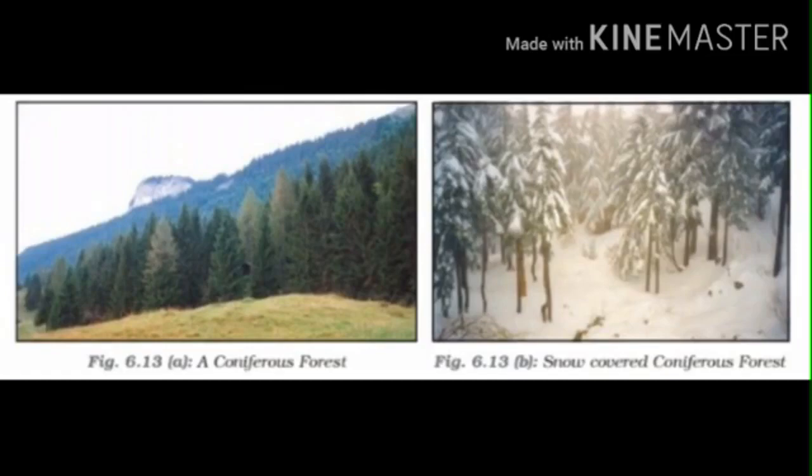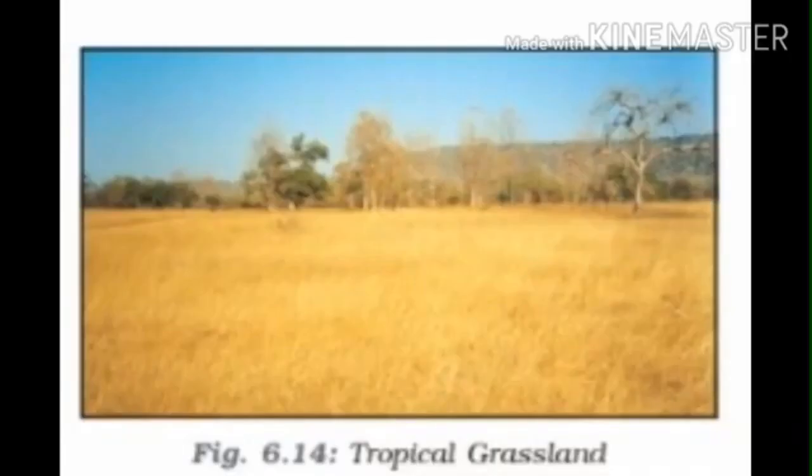Next one is grasslands. Okay, students, what is meant by grasslands? Grasslands refers to the regions of the world that are covered with thick and green grass. These are found in the areas of moderate rain. Clear, children? It refers to the regions of the world covered with thick and green grass, mainly found in the areas of moderate rain.